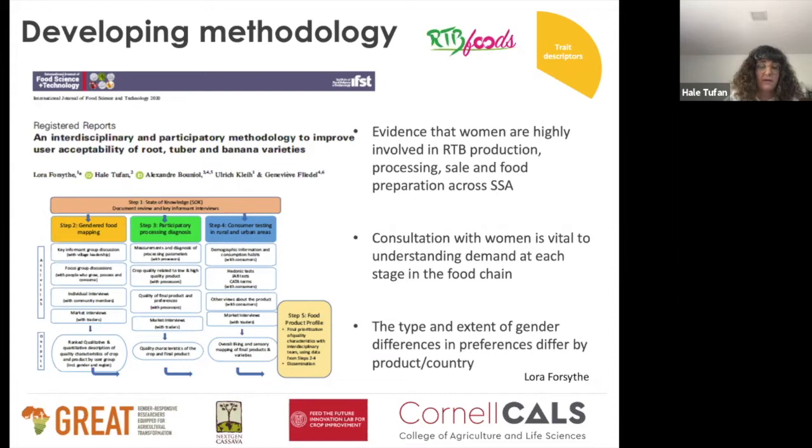So really they are the key informants in that role. So consultation with women across all the value chains for most of these products is really important because they hold really unique and individual knowledge. And the type and extent of gender differences and preferences was very different by country and product. So we couldn't generalize some of this; we had to look at case by case to really draw out the differences. And this is work that's currently led by Laura Forsyth, that we're looking to publish as a comparative study around the different RTB crops across sub-Saharan Africa.